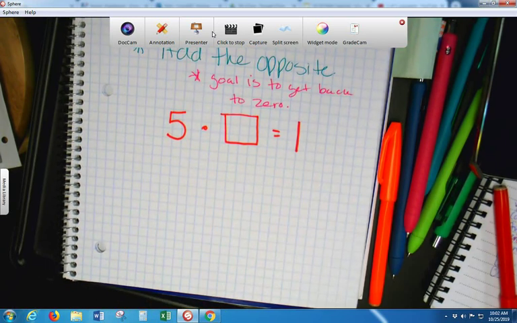That's okay. We're guessing. We're trying different numbers. 5 times what is equal to 1? So 5 times 0.2. What's 5 times 2? 10. Am I done? No. What do I do? Decimal point. Yep, it is. It is 0.2.